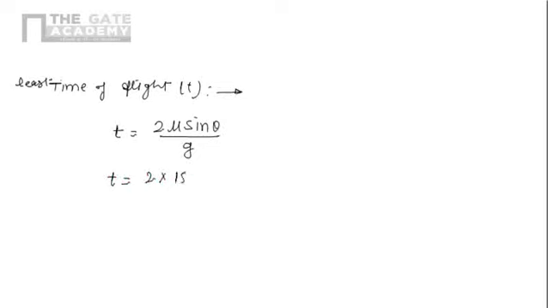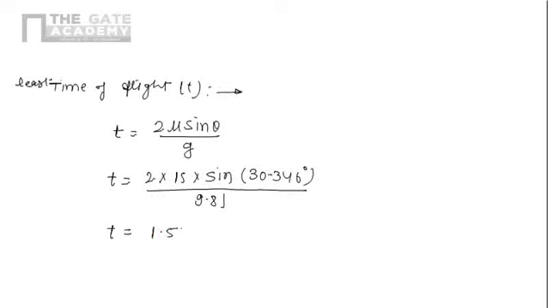Value of u is 15, and we have already calculated the least angle of projection. So we need to put 30.346 degree divided by 9.81. If we solve it, we will get 1.545 seconds. So this one is the least time of flight because it is based on the least angle of projection.